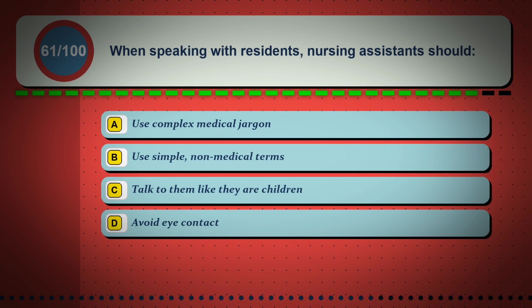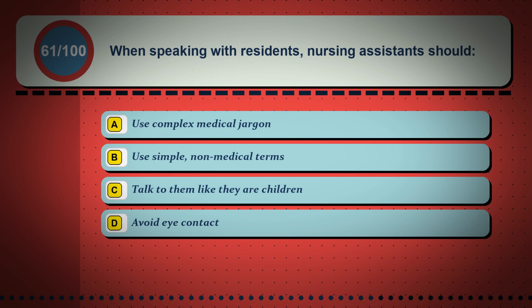Question 61. When speaking with residents, nursing assistants should: Option A. Use complex medical jargon. Option B. Use simple, non-medical terms. Option C. Talk to them like they are children. Option D. Avoid eye contact.